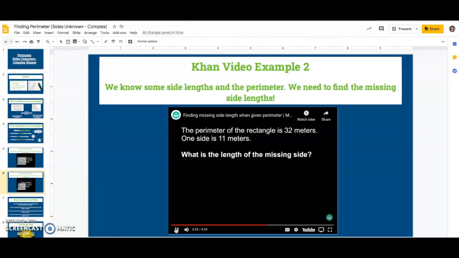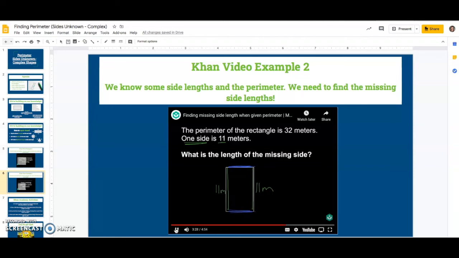So let's visualize this. Let's draw ourselves a rectangle here. It says what a rectangle looks like. And we know that one side is 11 meters. And because we know that this side is 11 meters, we also know that this side is 11 meters. On a rectangle, opposite sides are equal. So those two we know. But what we don't know are this top and the bottom. Those are the missing sides. So what are those side lengths?